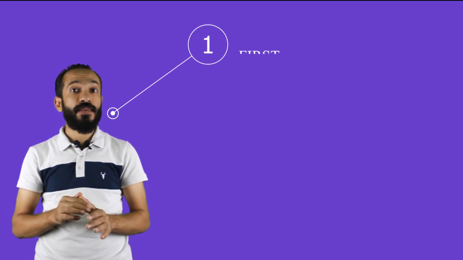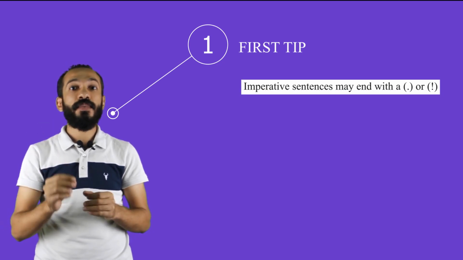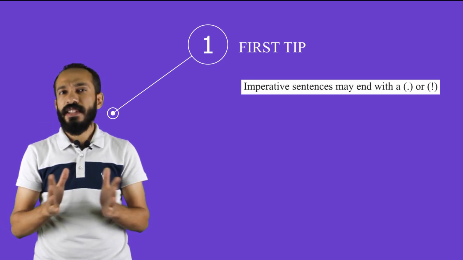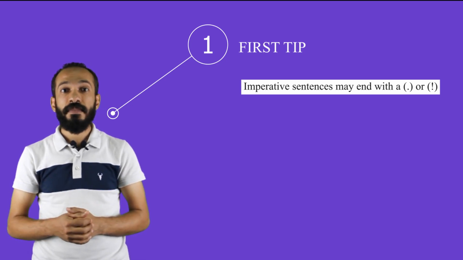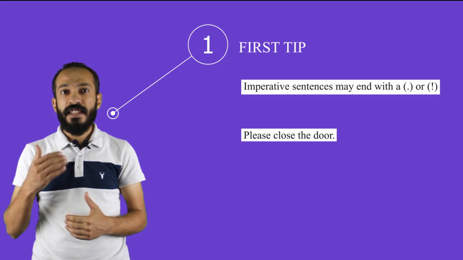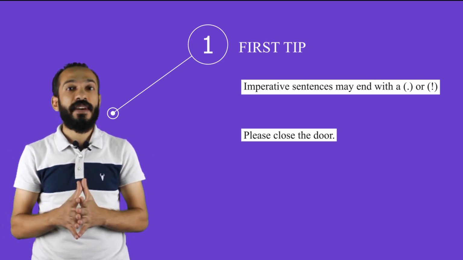So, here are a few tips that you need to know about the different types of sentences. The first trick is about the commands or the imperative sentences. Imperative sentences might end with a period or with an exclamation point. Well, it depends all on the situation itself. If I ask you something for the first time, please close the door. It's basically a request while experiencing no emotions about it at all.